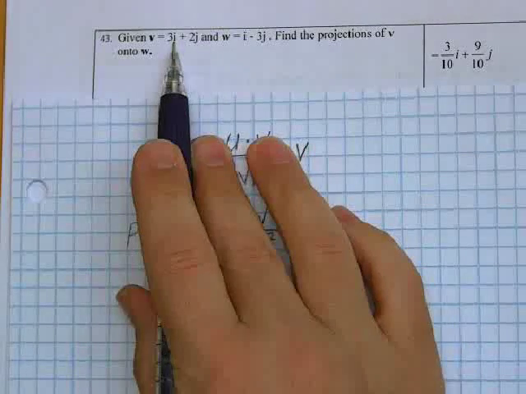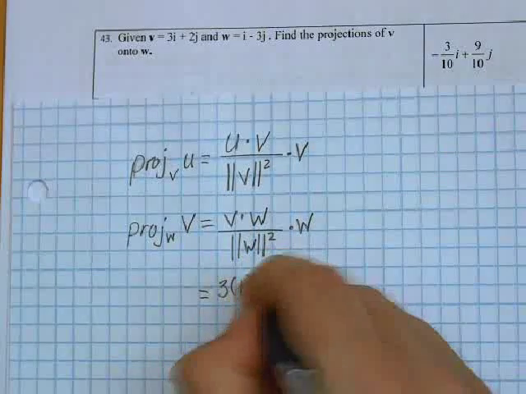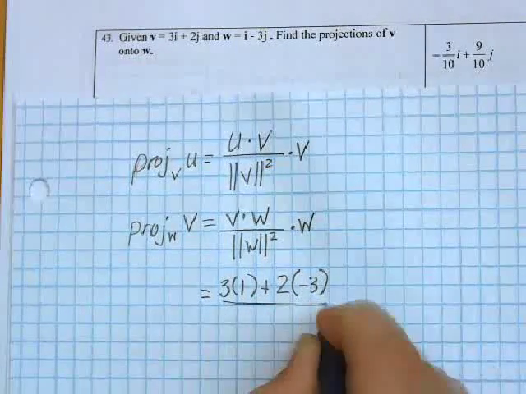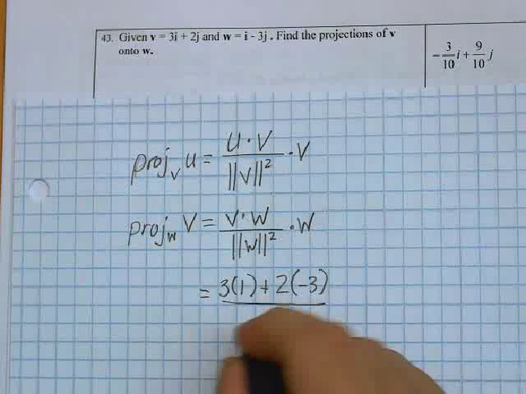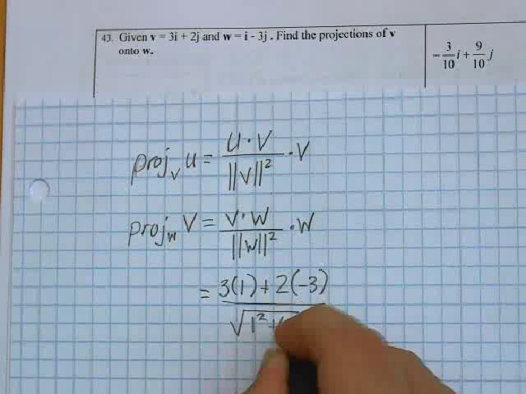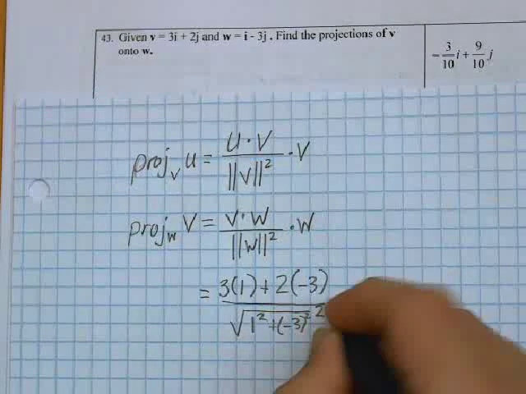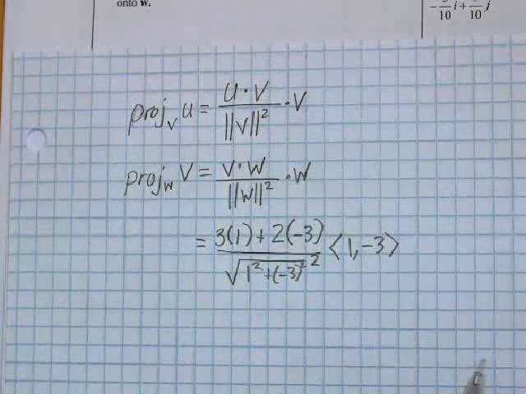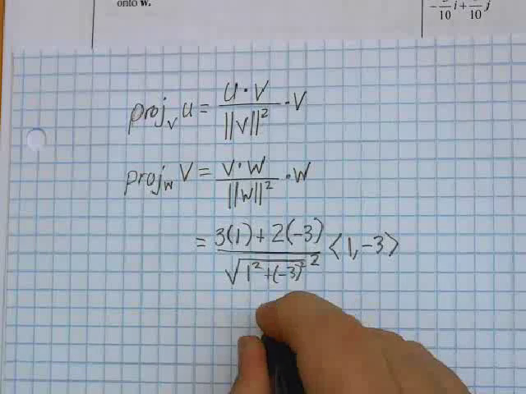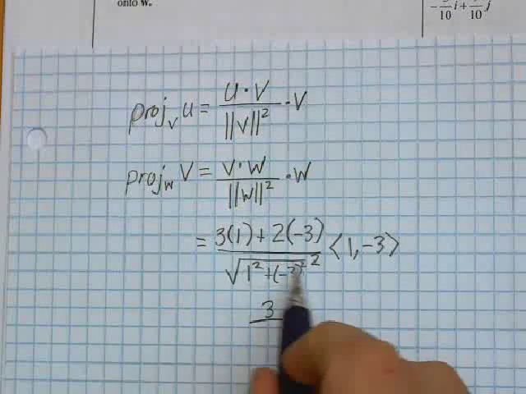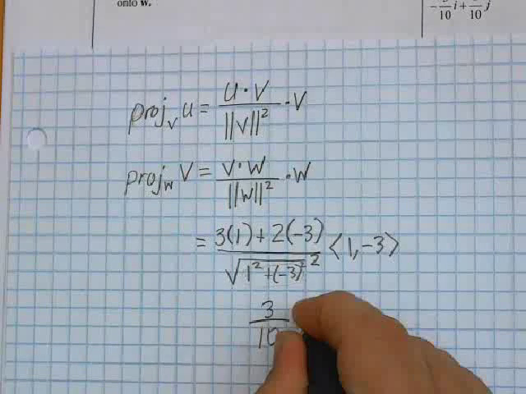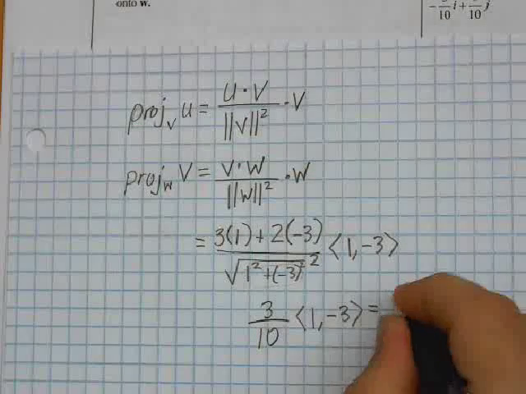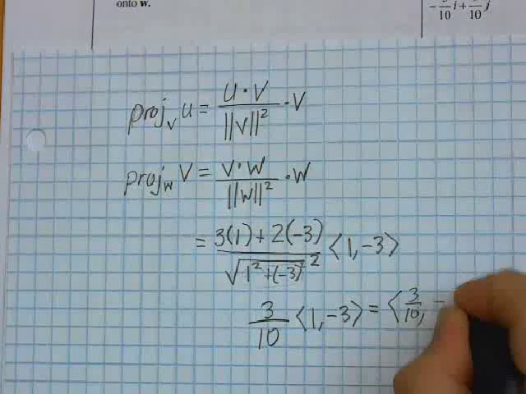So for the dot product, we're going to get 3 times 1 plus 2 times negative 3. And then for the magnitude of w squared, we'll get the square root of 1 squared plus negative 3 squared, squared, times the vector 1, negative 3. So we'll simplify. 3 plus negative 6 is 3. The inside of the radical is 10, so radical 10 squared is 10. So we multiply. 3/10 times 1 is 3/10. 3/10 times negative 3 is negative 9/10.